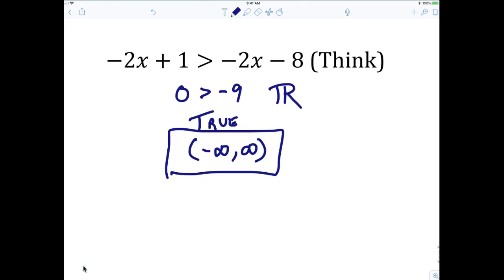If it was greater than or equal to, where do you put the bracket? Yes, it's still a true statement. Zero. But where do you put the bracket? There are no brackets. It's always true. It's like saying, when is 0 greater than or equal to negative 1? Always. But there's no bracket because it's any number, which means you can go to infinity or negative infinity.